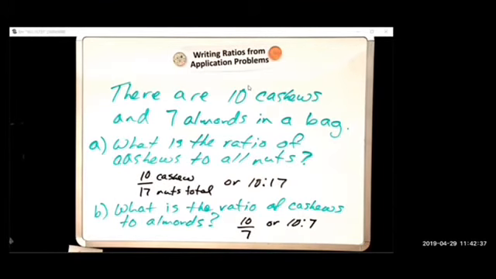All right, these are two different questions. What is the ratio of cashews to all nuts? That's your 10 over 17. And what is the ratio of cashews to almonds? Read and be careful with your reading. It is so easy to get things mixed up. Let's see here.